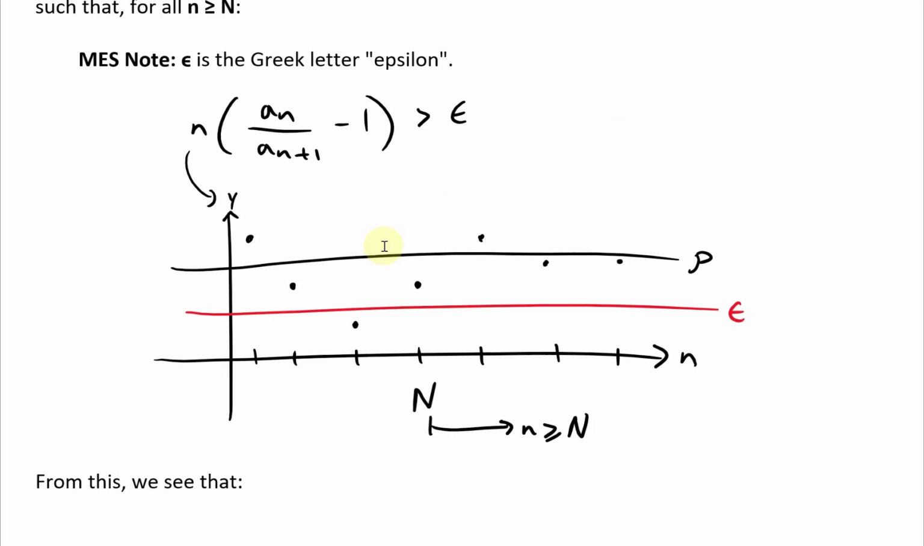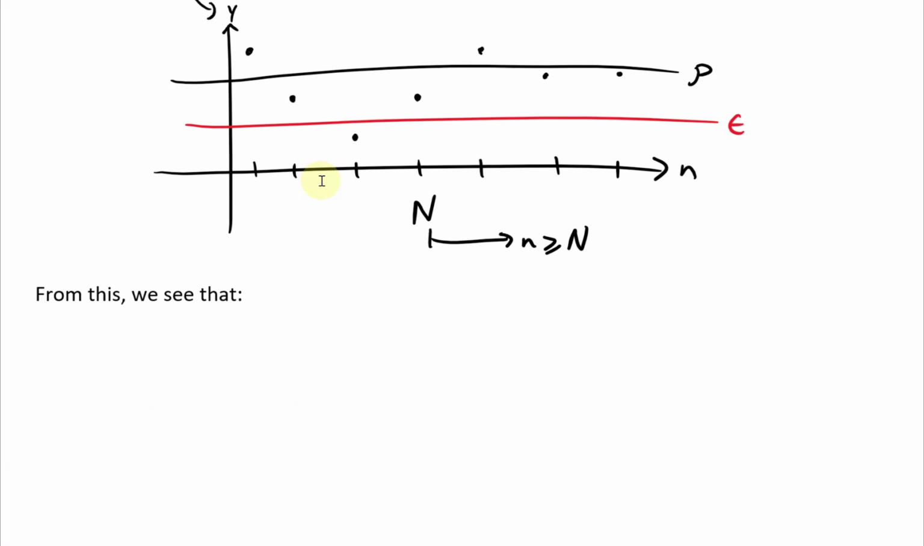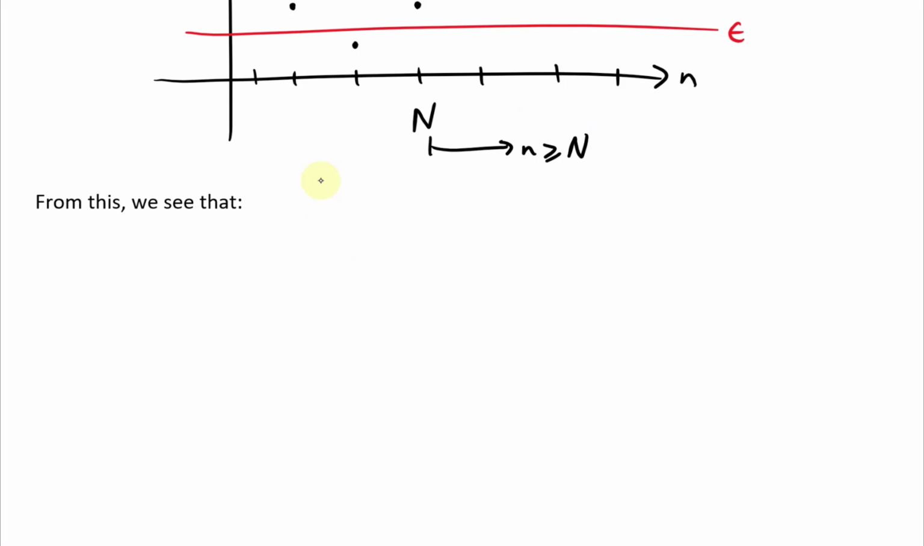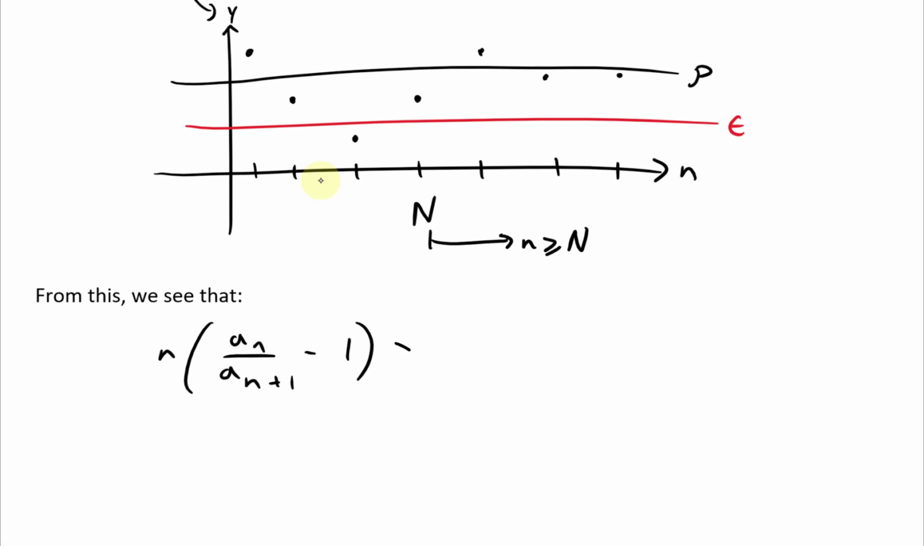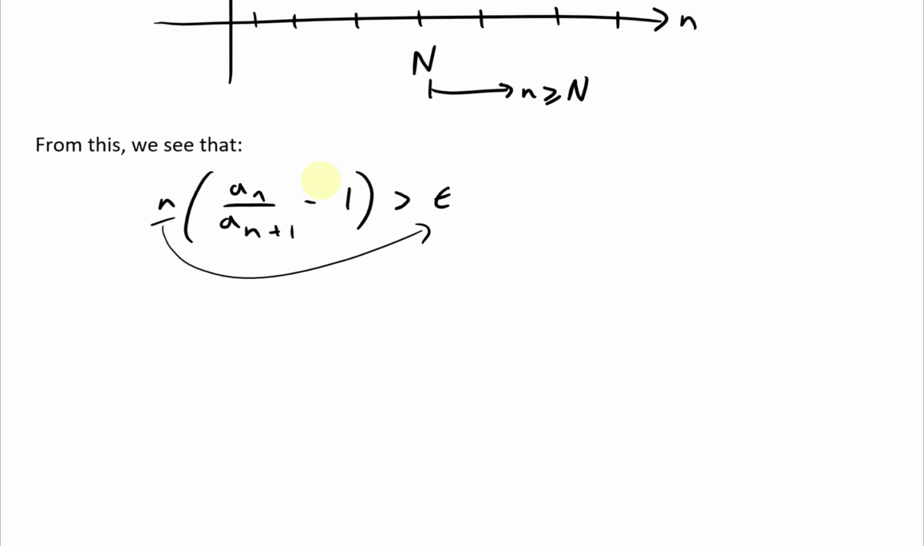Alright, so now from this, we see that, and basically we're going to take this and rearrange it as per usual, and then what we get is, let's just write that down, so we get an over an plus 1 minus 1 is going to be greater than epsilon. And now the next step is, well, we're just going to divide this out by n, so or just move it over to here. So I should divide both sides by n, or just move this side over there. So we're going to get an over an plus 1 minus 1. It's greater than epsilon over n.